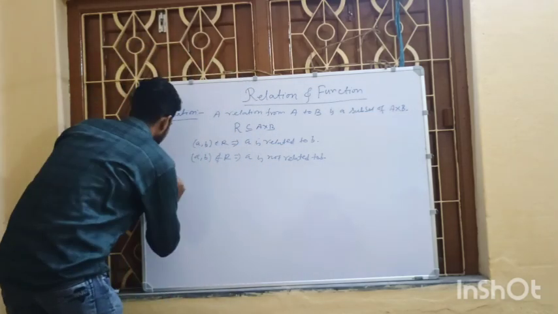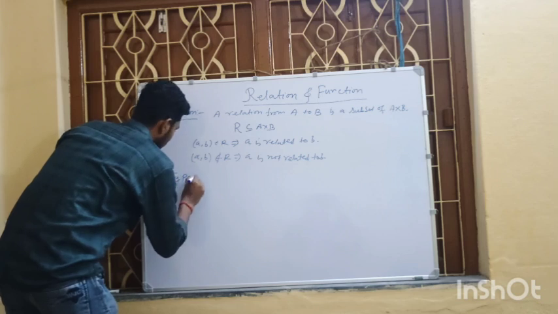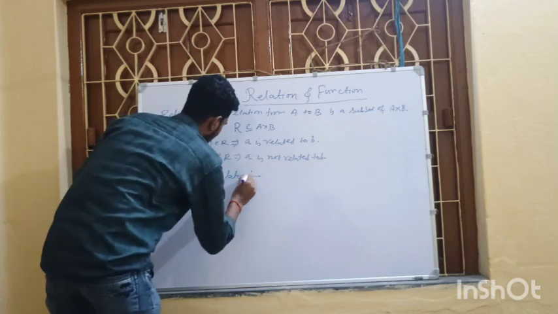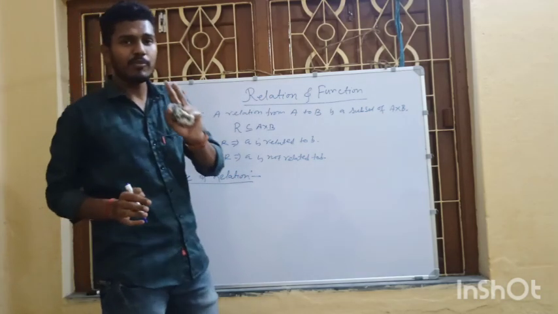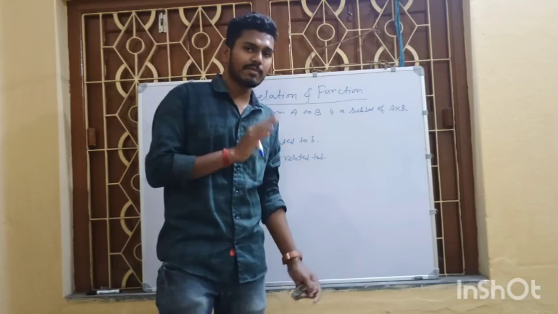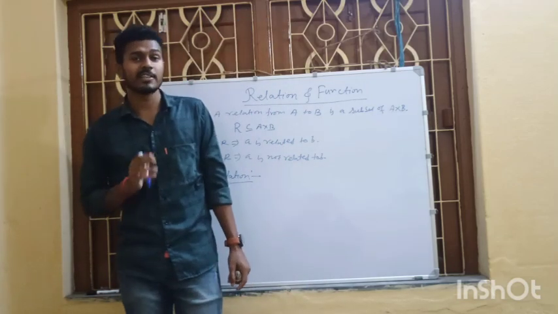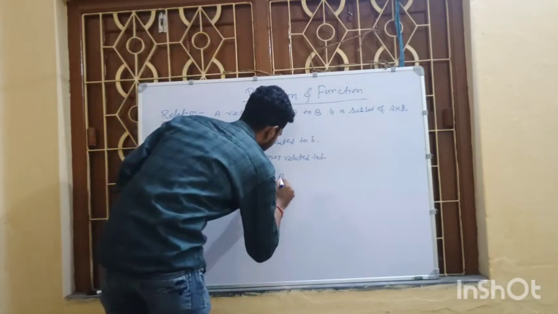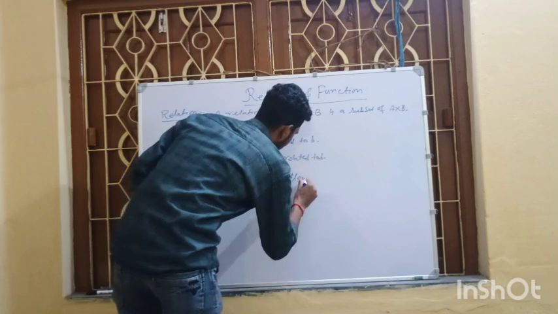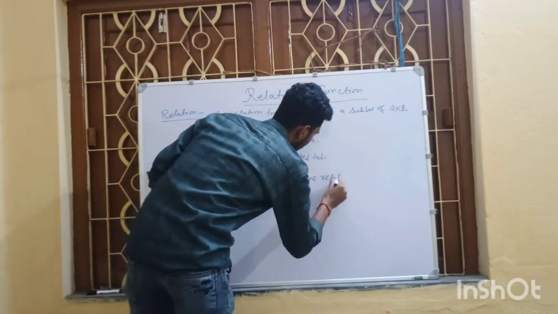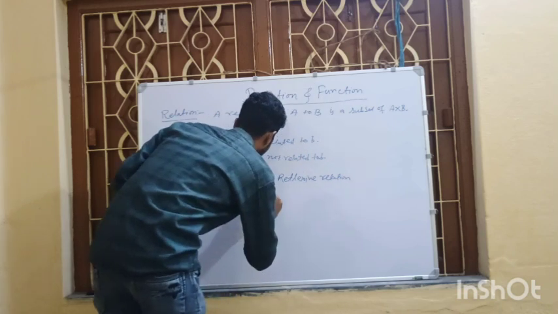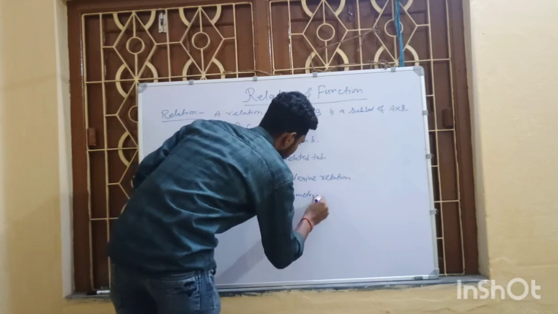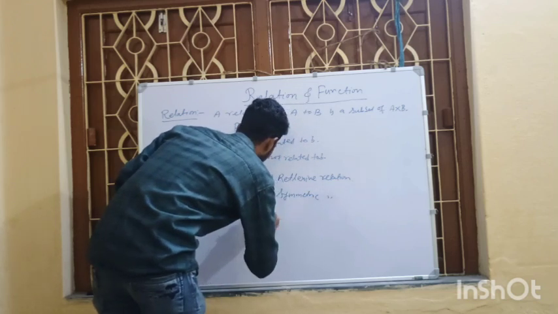Then what is the type of relation? There are three types of relation actually. Okay. So first of all, reflexive relation, and second is symmetric relation, and the third is transitive relation. So first, reflexive. Second, symmetric. The third, transitive.